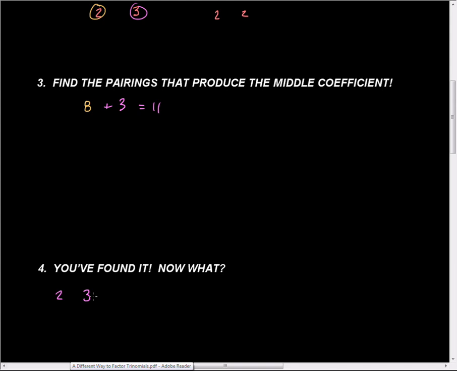And now, as I'm writing them down, so I have 2, 3, and then I have 1, 4. 1 and 4. I want to go ahead and keep in mind that I'm looking for something in this form: AX plus B and CX plus D.